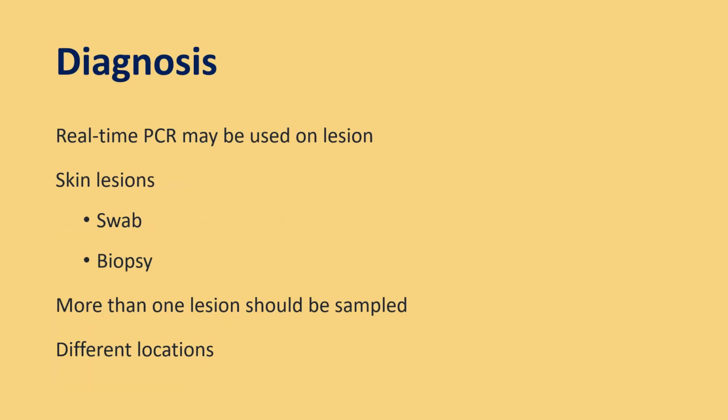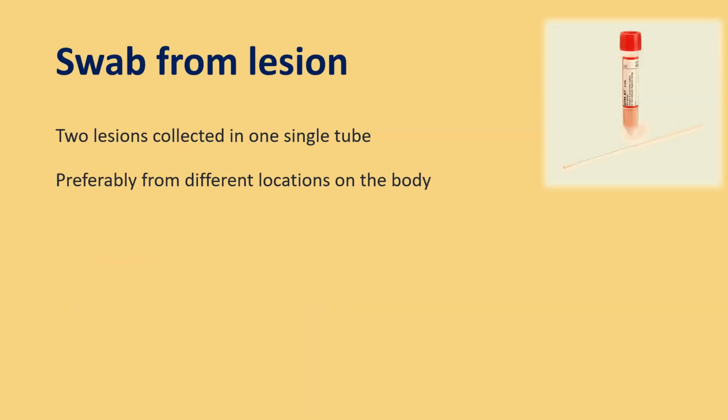Lab confirmation is usually based on real-time PCR from samples obtained from the lesion. The common specimens include skin lesions, such as a swab from the lesion or a biopsy. It is important to sample more than one lesion from different locations in order to increase the sensitivity of the test. While doing a swab, ideally two lesions should be collected in a single tube, preferably from different locations of the body. We need to ensure deep swabbing by passing the swab 2 to 3 times on the lesion.